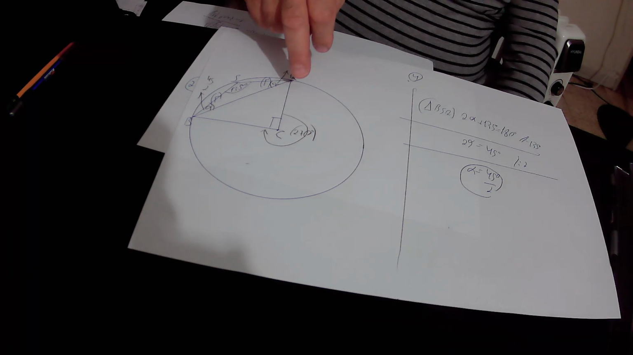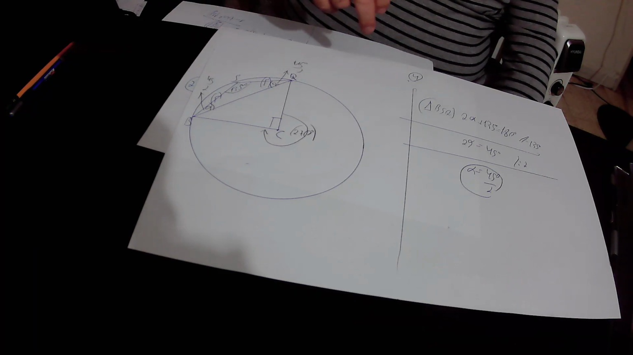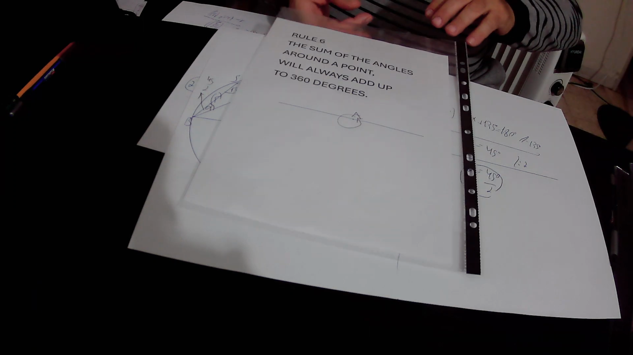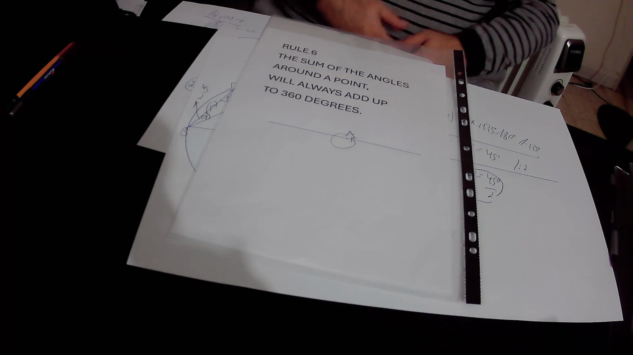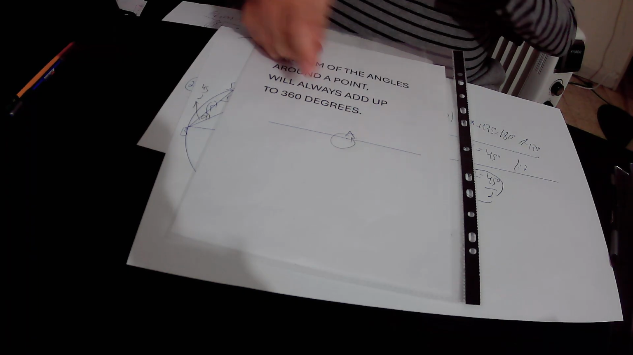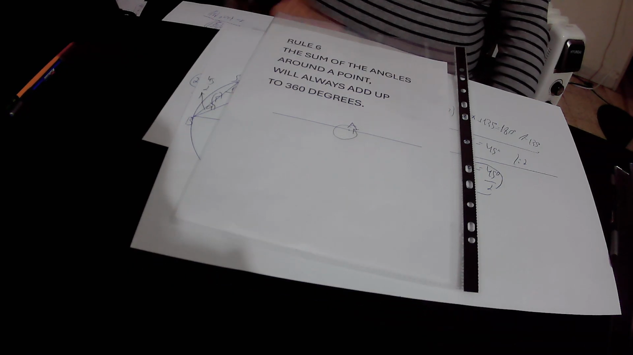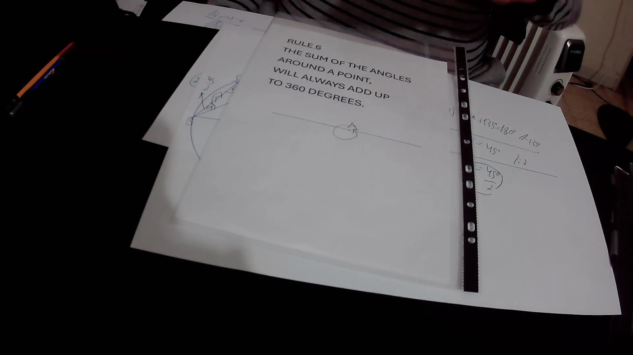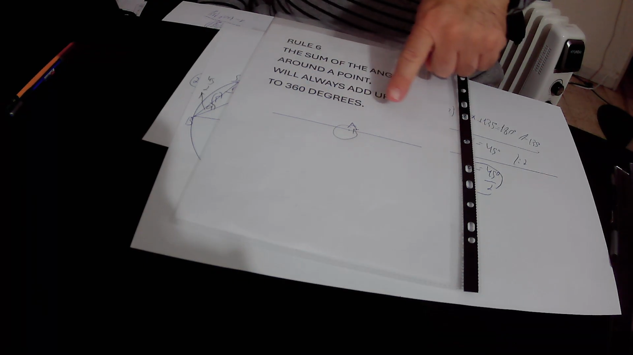So we have to find out the size of the central angle BCQ. We find out according to rule number 6. According to rule number 6, the sum of the angles around a point will always add up to 360 degrees. So in the drawing we have point A. According to this rule, rule number 6, the sum of the angles around point A must be equal to 360 degrees in total. In order to prove that rule number 6 is true, I drew this straight line that passes through point A.